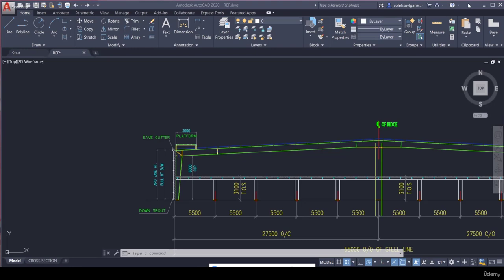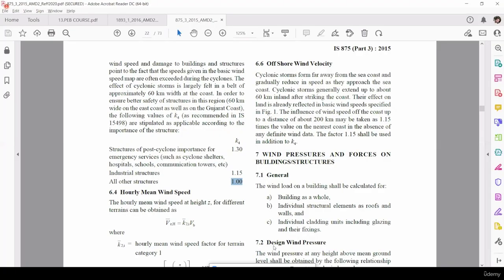One is general for all buildings. Suppose if it is a hospital, 1.3, in addition to K4, as clearly mentioned, 1.15. So 1.3 plus 1.15, 2.45 you have to take. No, you cannot multiply by 1.15. It is 1.3 plus 1.15, that is 2.45.